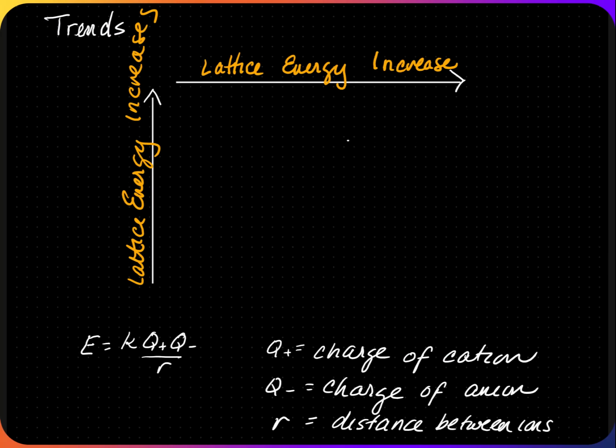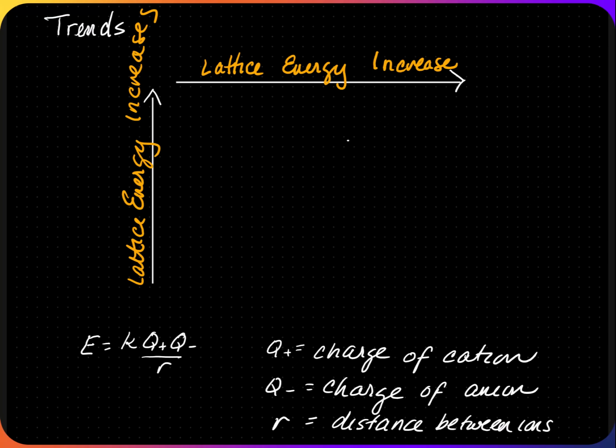If we're considering lattice energy as a trend of the periodic table, as I go across left to right, lattice energy increases. As I go up the periodic table, lattice energy increases too, and it's dependent on the radius and the charge of the atoms when it becomes an ion.